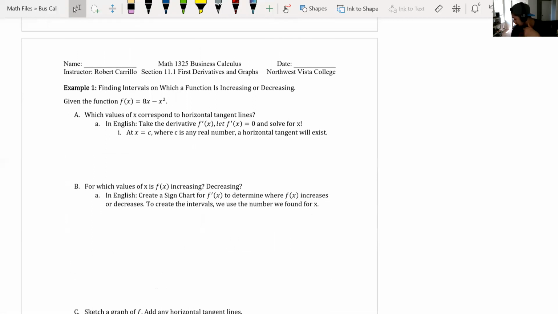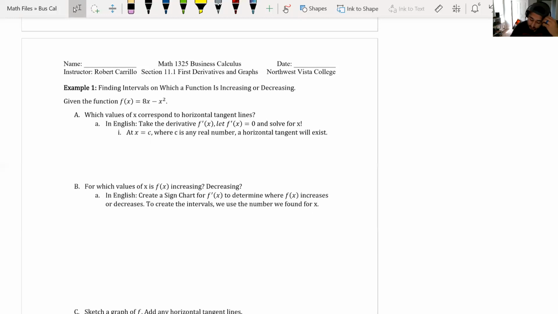Example 1. Find intervals on which a function is increasing or decreasing. Given the function 8x minus x squared, which values of x correspond to horizontal tangent lines? So if you ever ask the question, where can you find horizontal tangent lines? Well, all you have to do is take the derivative, set it equal to 0, and solve for x.